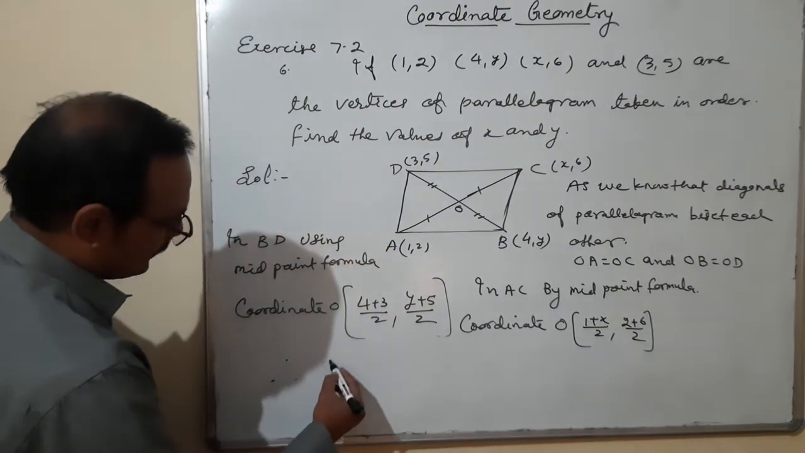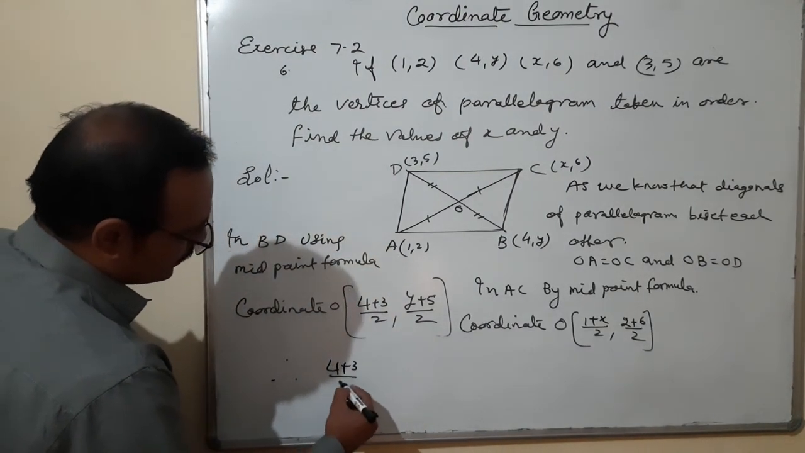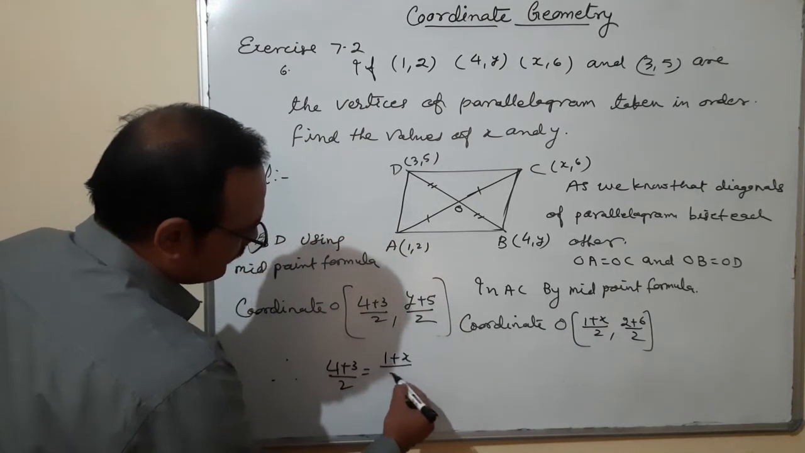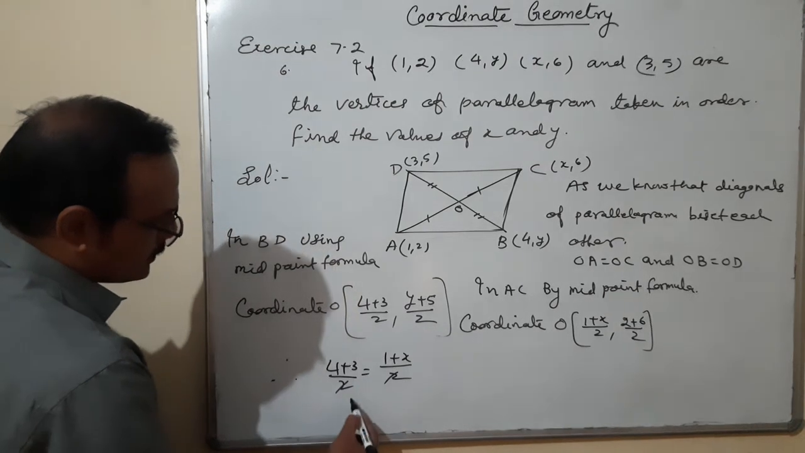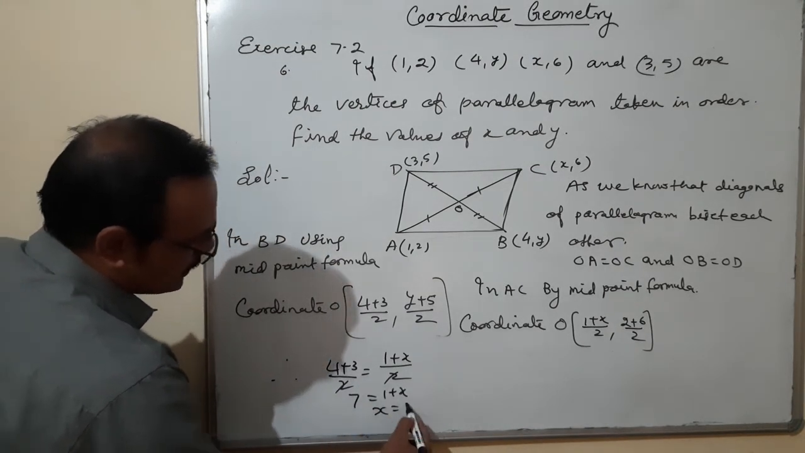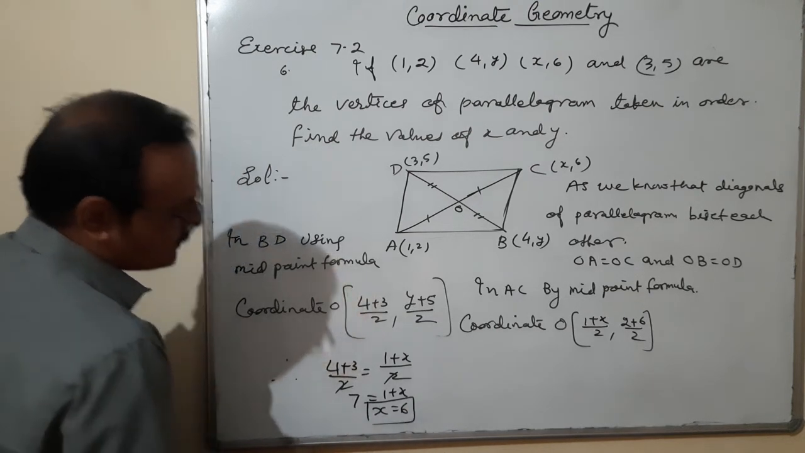(4 plus 3) upon 2 is equal to (1 plus x) upon 2. 2 cancels. 7 is equal to 1 plus x. Therefore x is equal to 7 minus 1, which is 6. This is the value of x.